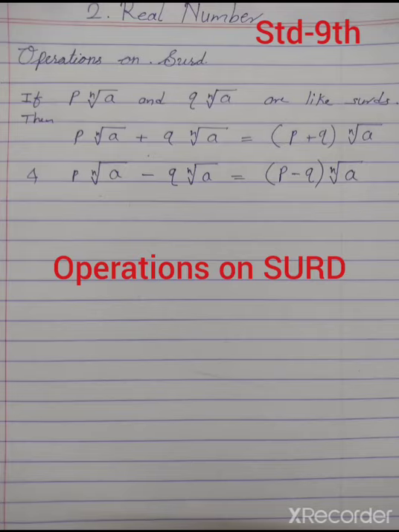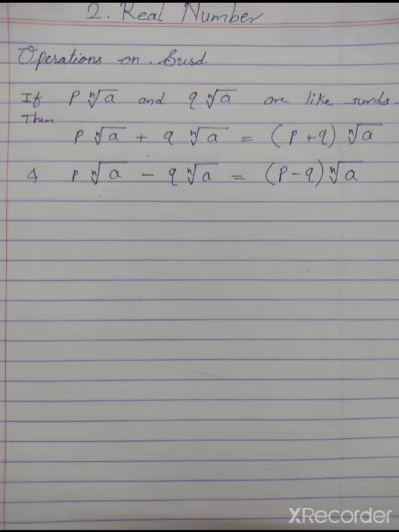Students, today we will learn operations on surds. Operation means addition, subtraction, multiplication and division. The rule for addition and subtraction is: if these two surds are like or similar surds, then only addition and subtraction of the given surds is possible.